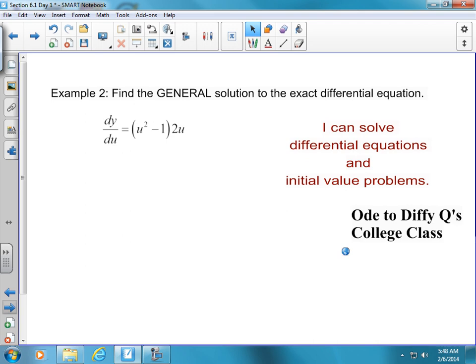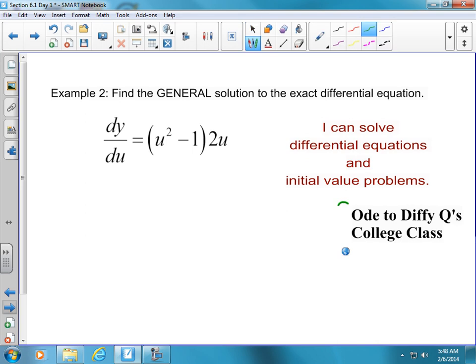Okay, the next one is also a differential equation. We want to solve it. Before we start, we're going to multiply 2u times both of these terms to make this easier for us. Dy over du. And this is just, instead of using an x, they're using a u as their variable. So 2u times u squared is 2u cubed minus 2u.